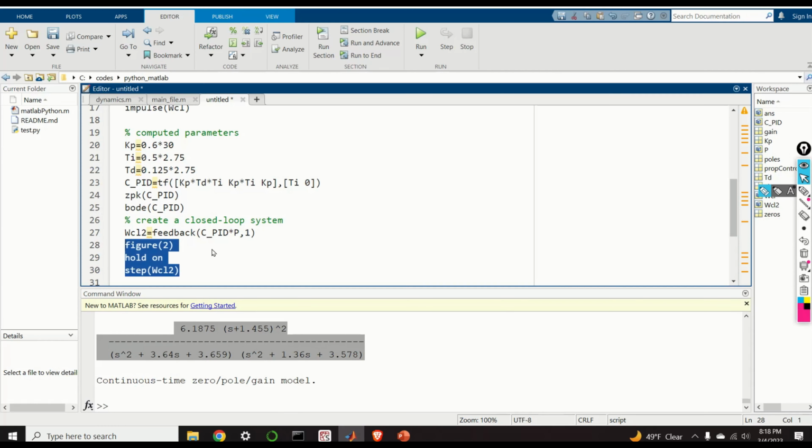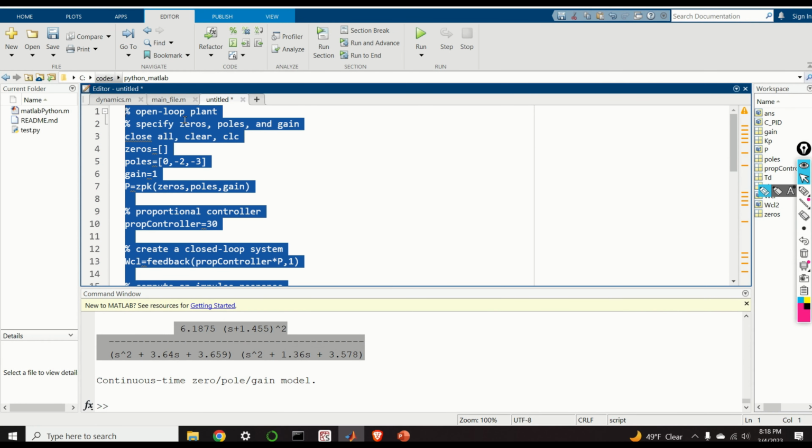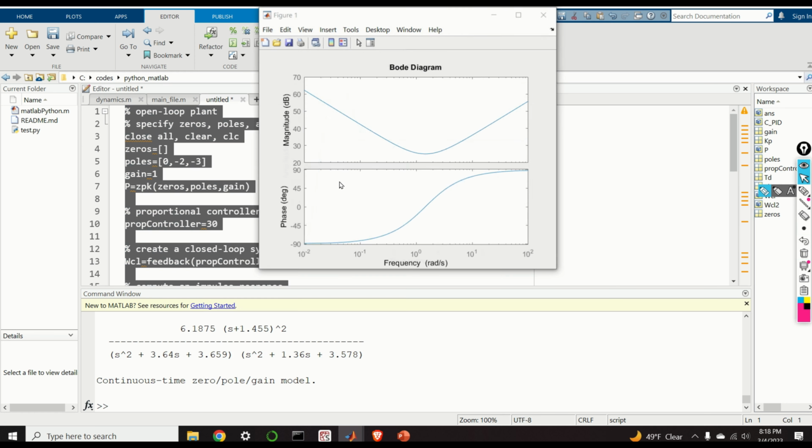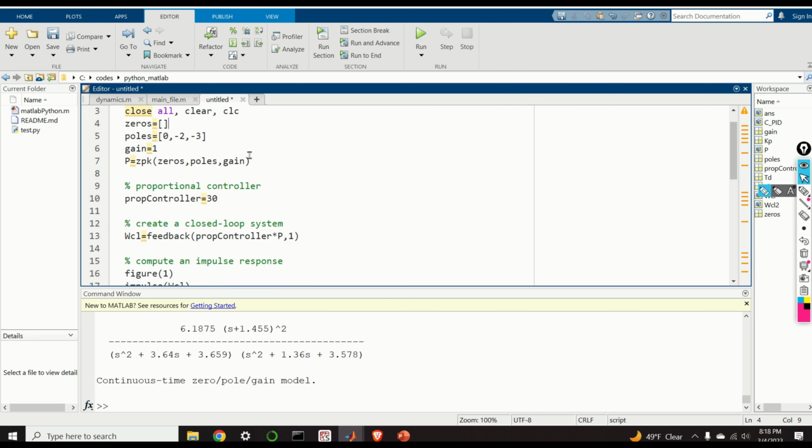Here I will close this window and let us simulate the new controller, and let's see what happens. Okay, so this is basically the PID controller and its effect on the closed loop system, and we can obviously observe a very high overshoot. So let us reduce this overshoot.